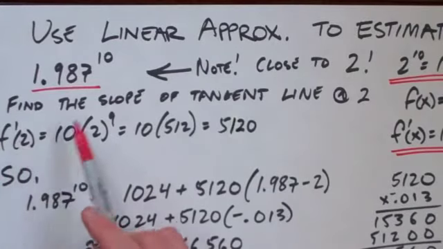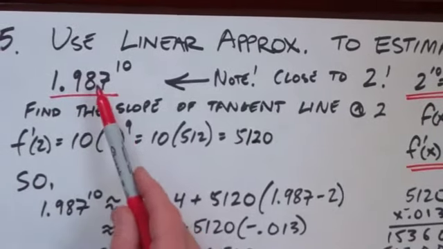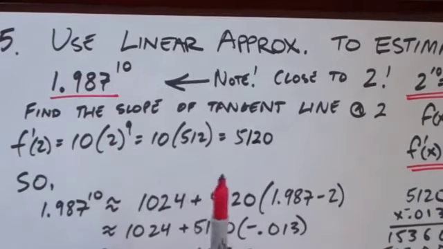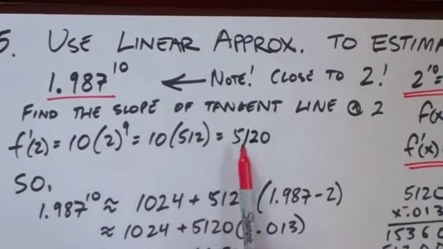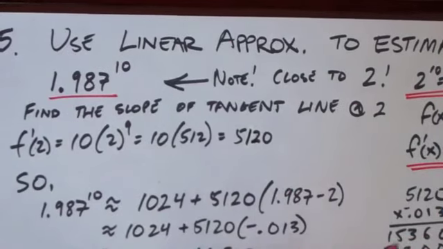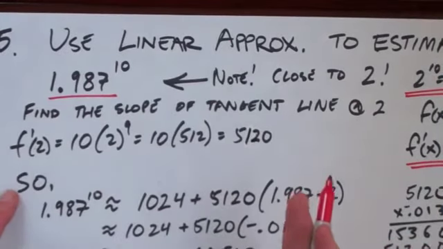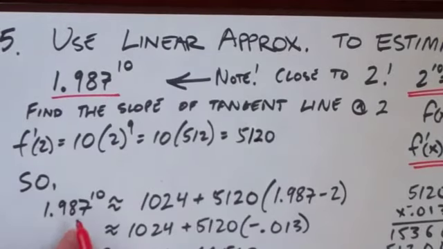This is going to tell me the slope of the tangent line at this very, very close point, which is going to be 2 to the 9th, which is 512 times 10. So the slope is 5,120. So that's a very, very steep slope. For every 1 unit it goes over, it goes up 5,120. We're just going a little ways over.